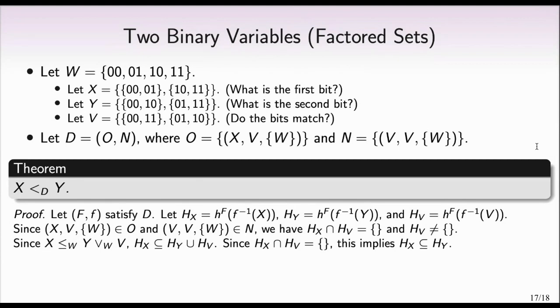Since X can be computed from Y together with V, the history of X is a subset of the history of Y union the history of V. Remember, the history is the smallest thing that you need to be able to compute the value of X. And since the history of X is disjoint from the history of V, this means that the history of X is a subset of just the history of Y, which is saying that X is weakly before Y.